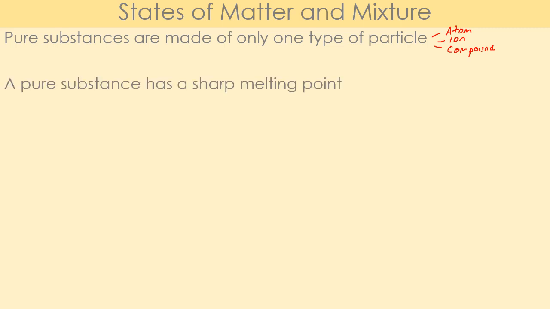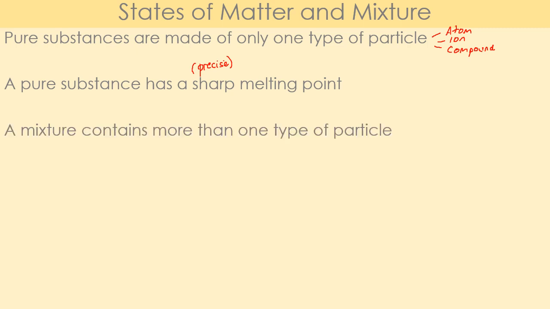They have very sharp melting points. So when we say sharp, we mean it is precise. So for example, water melts at 0 degrees C, and we know it's exactly at 0 degrees C. Impure water would melt at a range of temperatures.